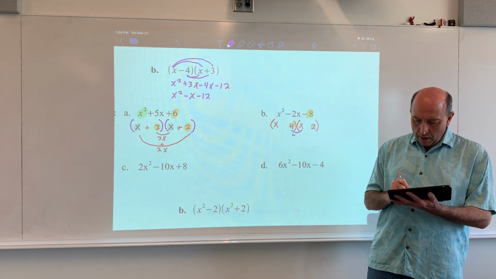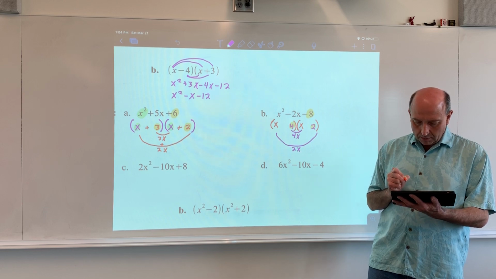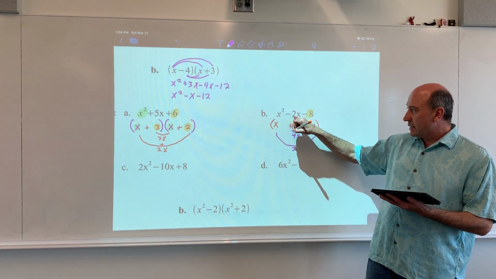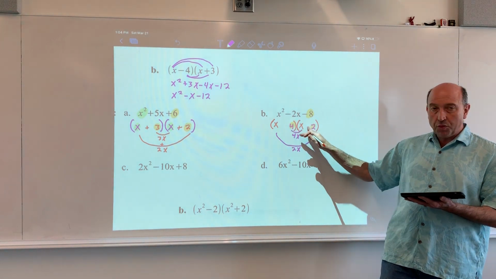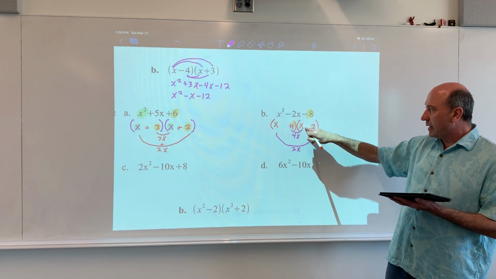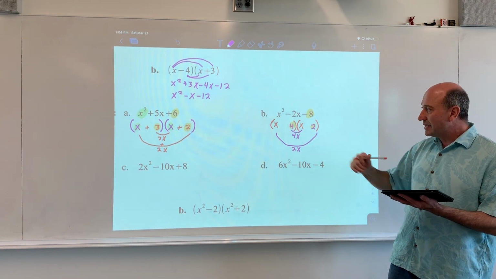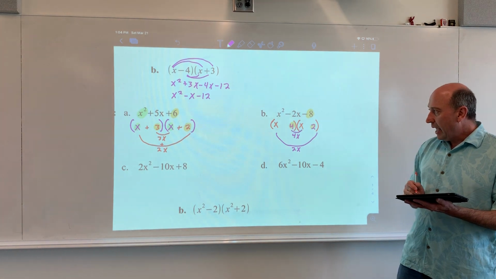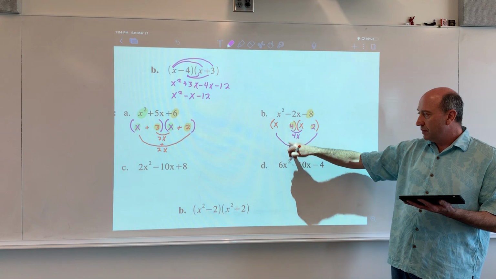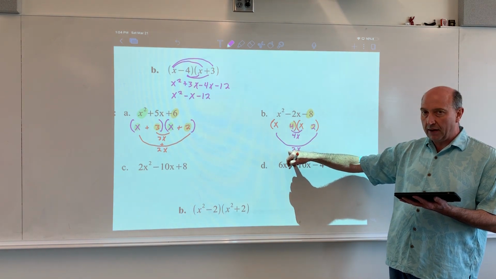So I've got 4x and 2x. Now 4 plus 2 is 6. So the signs aren't both positive this time. But look, a positive times a negative is a negative. So I need one sign of each. And it matters where I put them. Do I want the 4 positive or negative and the 2 positive or negative? I need one of each.